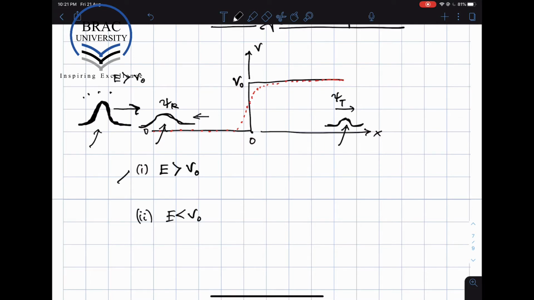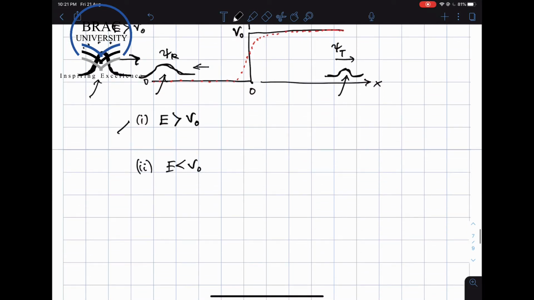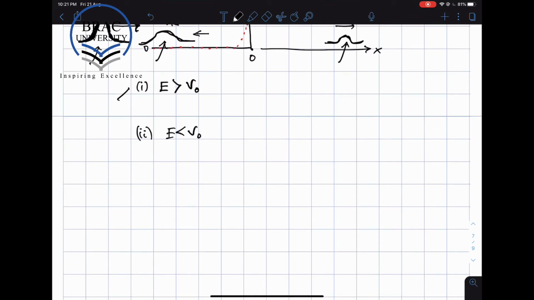So let's make these ideas more definite. Let's start with a Gaussian, which is going to be our initial state. Let's take our initial state to be the wave function of the system at time 0. So this is our initial state.